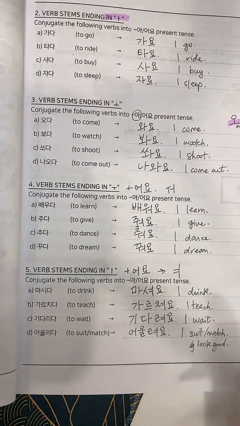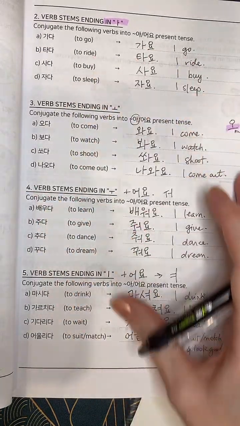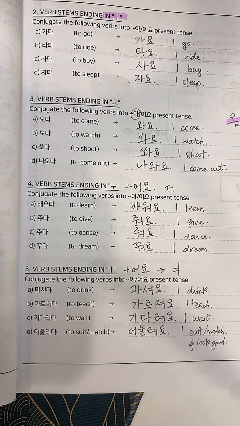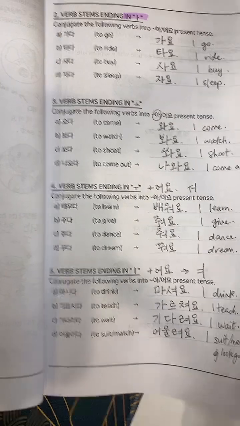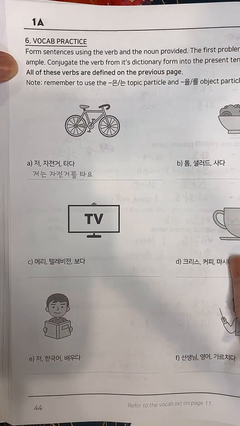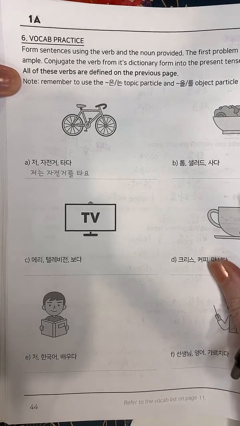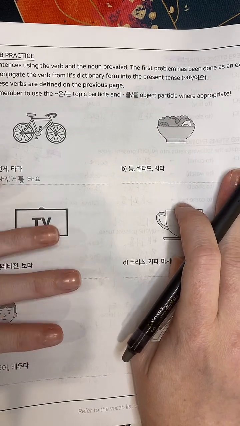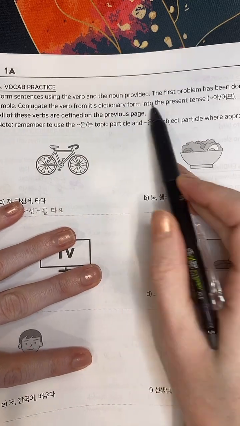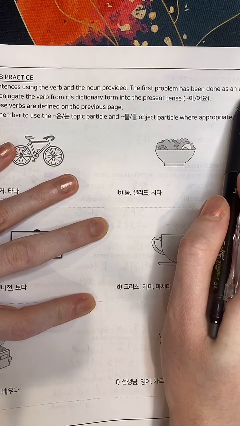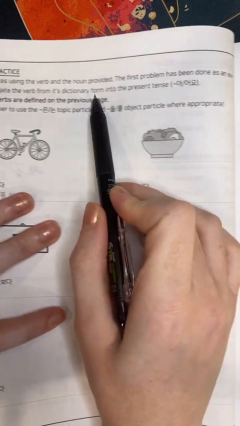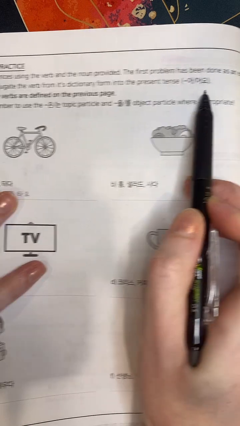Okay, so those are the four main grammar combinations that happen when you are conjugating into the present tense with verbs ending on vowel sounds. So let's try making some sentences. We're going to form sentences using the verb and noun provided. The first problem has been done as an example. Conjugate the verb from its dictionary form into the present tense.